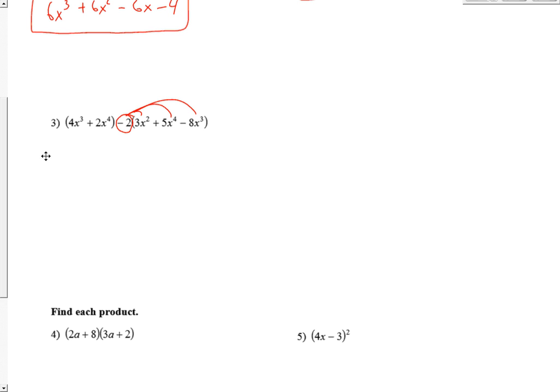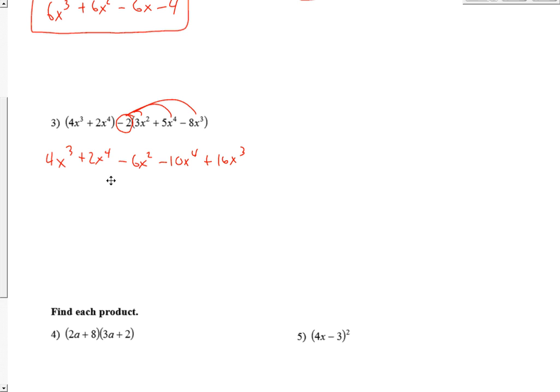So in the first polynomial, I have 4x cubed plus 2x to the fourth. When I distribute the negative 2 times 3x squared, that is negative 6x squared. Negative 2 times positive 5x to the fourth is negative 10x to the fourth. And negative 2 times negative 8x cubed is positive 16x cubed.